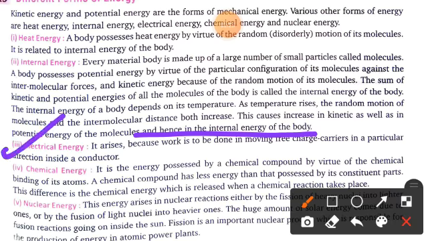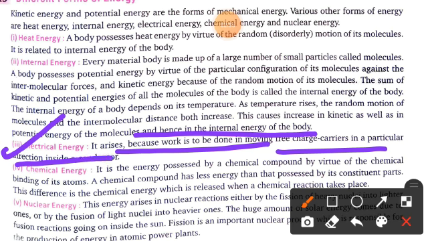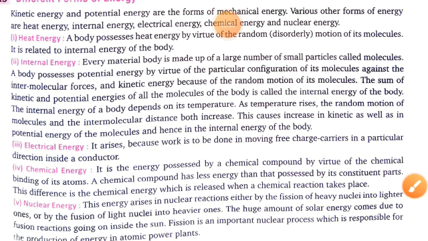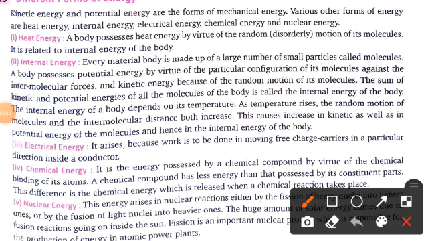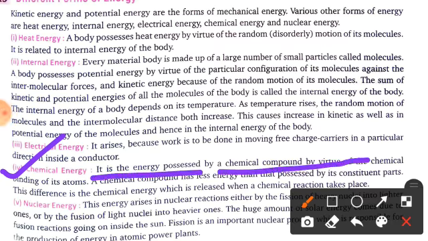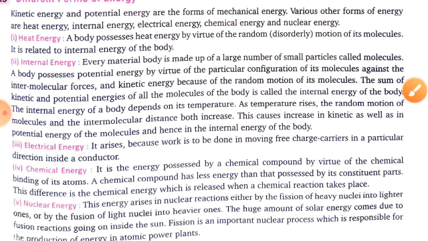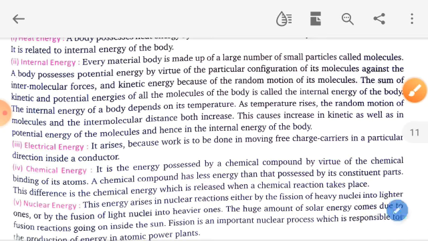Now come to the electrical energy. It arises because work is done in moving free charge carriers in a particular direction inside a conductor. Fine. I hope you know very well why current is produced, due to the motion of the free electrons in the molecules. Now come to the chemical energy. It is the energy possessed by a chemical compound by virtue of the chemical binding of its atoms. A chemical compound has less energy than that possessed by its constituent parts. Fine. So this difference is the chemical energy which is released when a chemical reaction takes place.